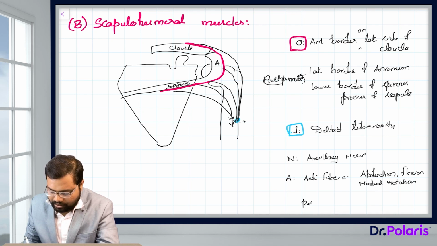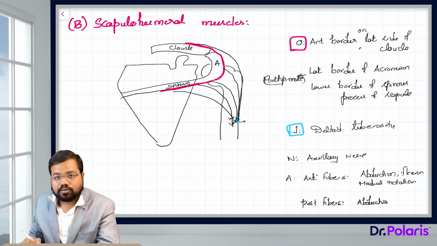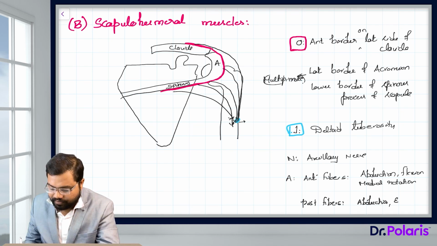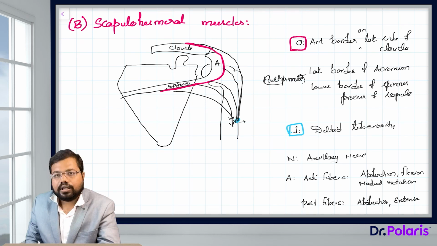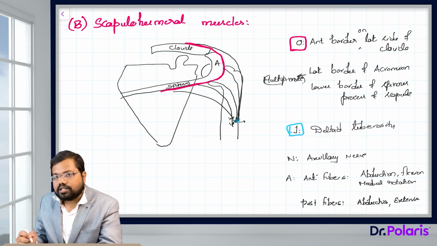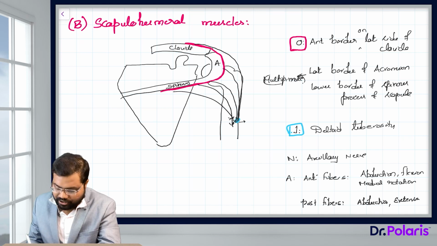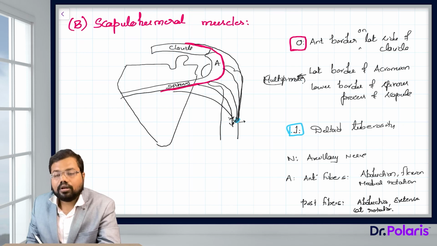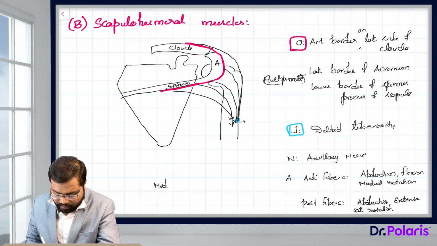Whereas posterior fibers, exactly opposite. Initially it causes abduction, but as the fibers are dragging towards the posterior side, that is called extension. It causes the upper limb to turn towards this side, that is called lateral rotation. So these are the functions for the posterior fibers. And the middle fibers, which are coming from the acromion, cause abduction, moving away from the midline, abduction of the upper limb.